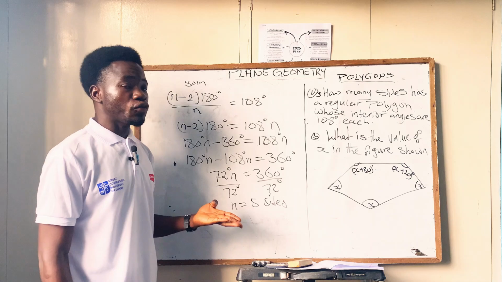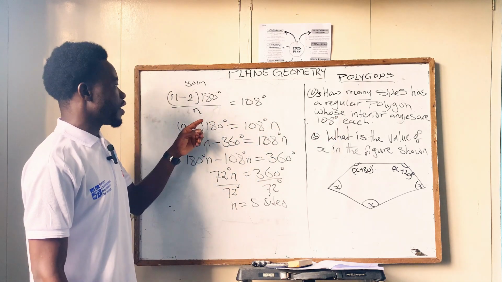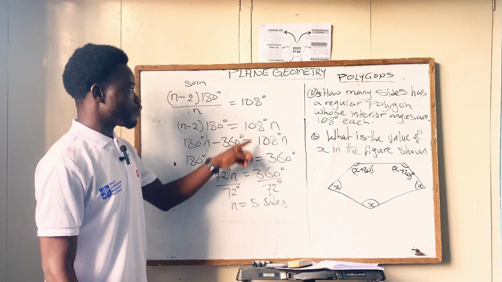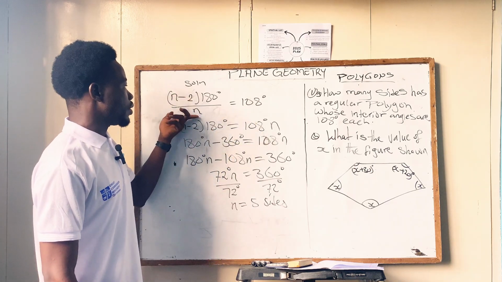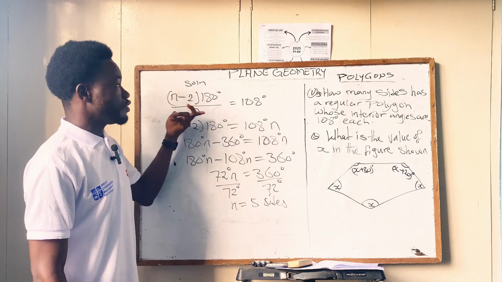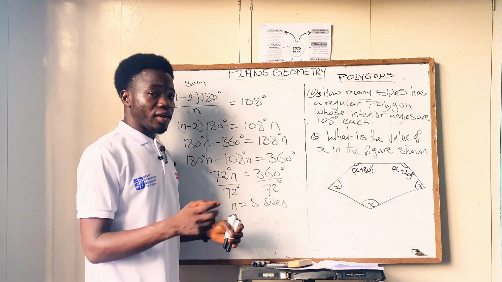Now when they ask us to find the sum of all the interior angles, all you could have done is to take the 5 times what? The 108 degree. Or you just use this formula without dividing by the n. Then you get the result. Now we solve the next question.